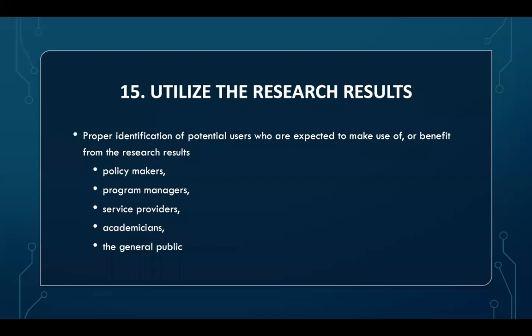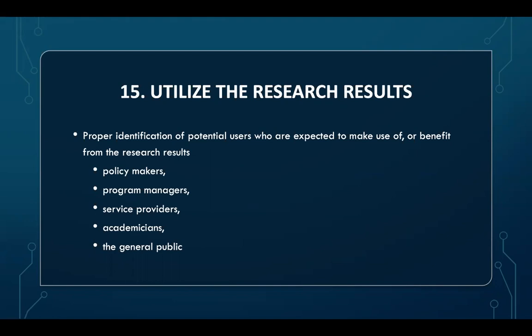And the last phase is to utilize the research results. Research dissemination and research utilization are complementary activities. The extent and nature of research utilization are highly dependent on the extent and nature of its dissemination. So an important aspect of research utilization is the proper identification of potential users who are expected to make use of or benefit from the research results.